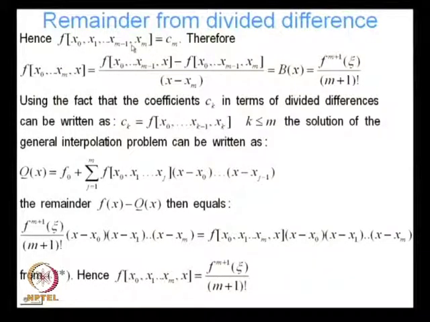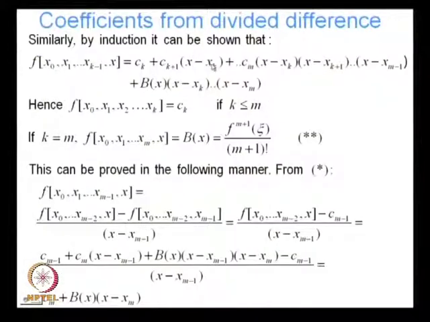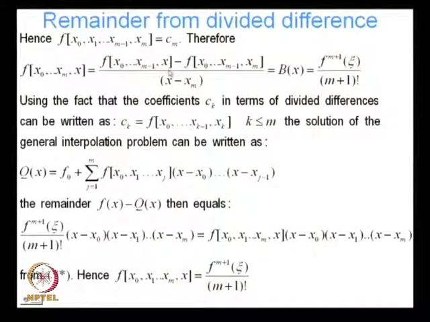Now, we know that f x0, ..., xm minus 1, xm is equal to Cm. We know that that thing is equal to Cm plus Bx times (x minus xm). So, Cm plus Bx times (x minus xm), minus Cm, gives me Bx times (x minus xm). The x minus xm cancels out, and I am left with Bx, which is my coefficient of the remainder term. So, I have been able to show that the coefficient of my remainder term can be written in terms of the divided difference operator like this.